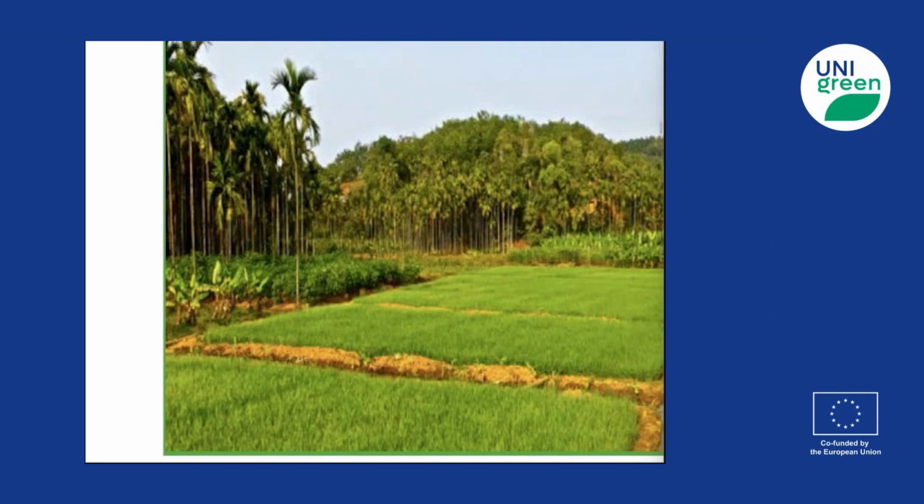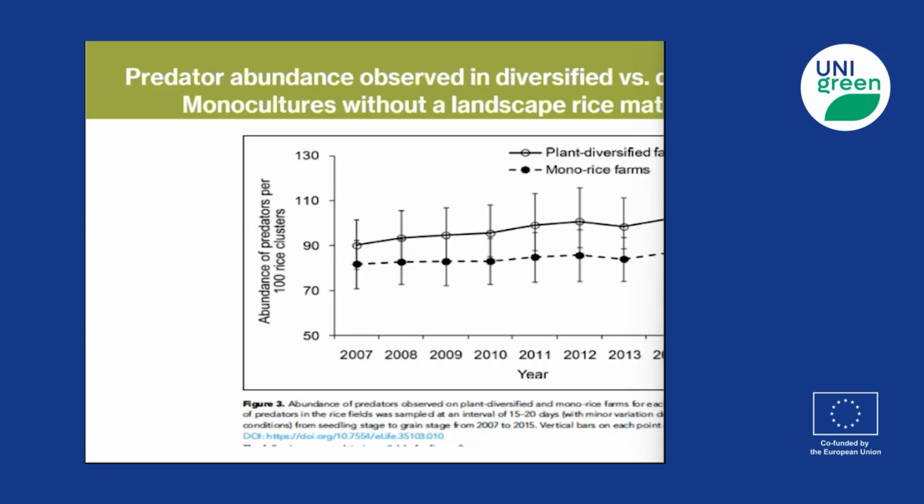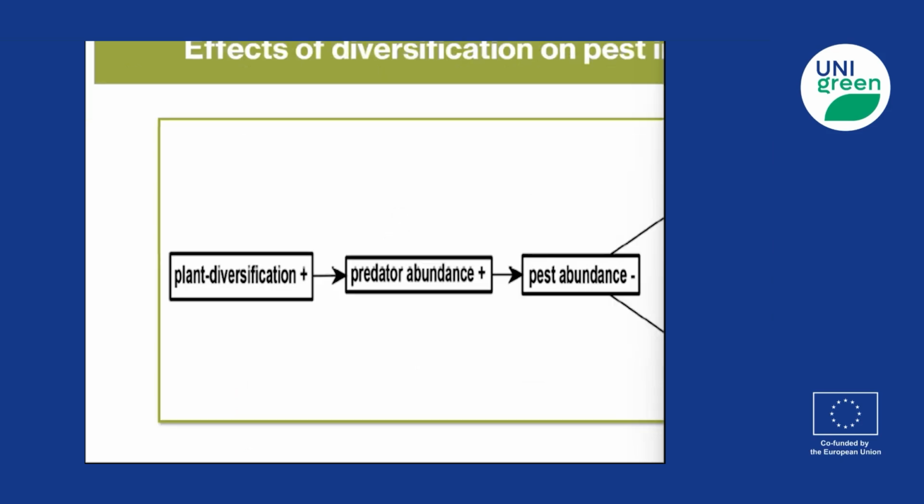So, for example, this is in the Philippines. The comparison between farms that have these borders and the population, you can see, compared with monoculture rice. The abundance of predators that are going to control the pests is higher in these diversified farm systems compared with the monoculture. Okay, so plant diversification enhances predator abundance, reduces pests, increases yield, and you don't need pesticides.